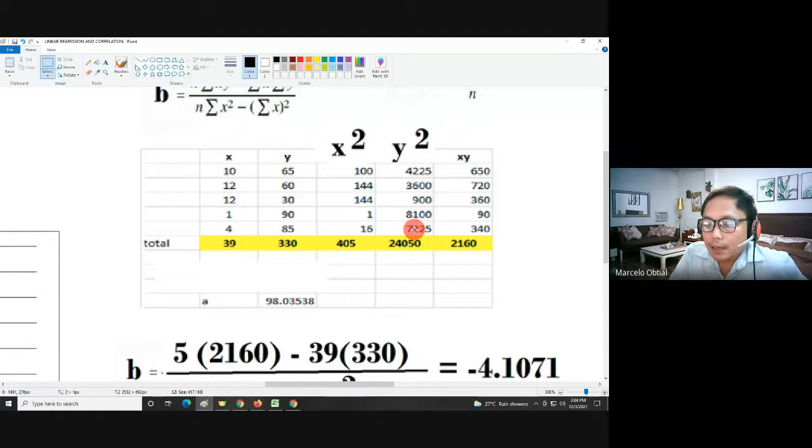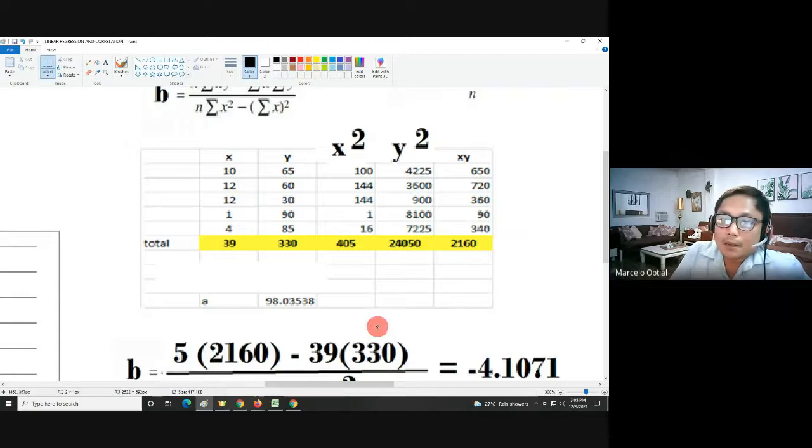Again, please use your calculator, because your exam, or quiz, should strictly be with a calculator. I should see this table, handwritten. Now next, the last column, you need to solve for the product of x and y. So 10 times 65, 650. 12 times 60, 720. 12 times 30, 360. Hanggang matapos mo yung 5.